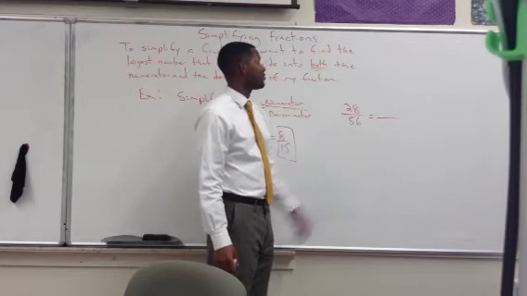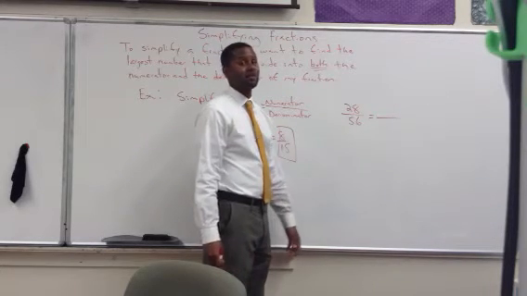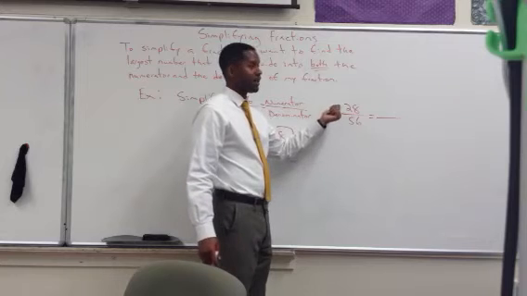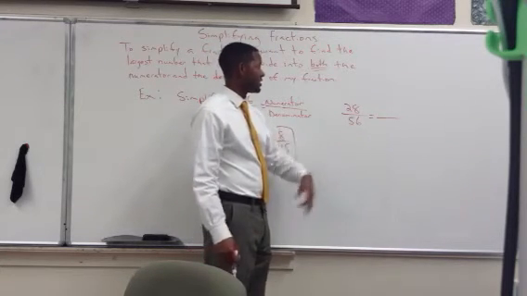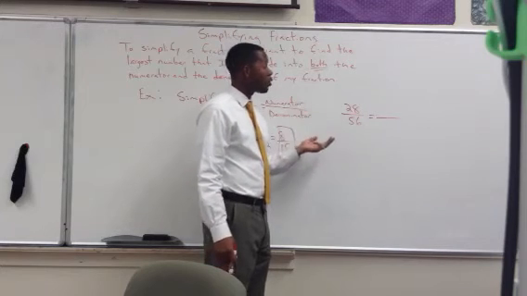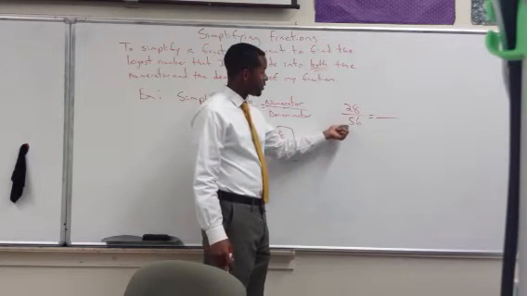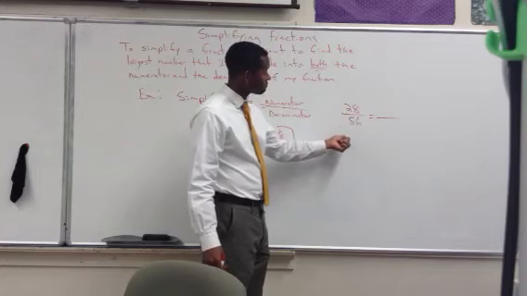Well, I know I can divide them both by 2, but I swear it has to be something bigger than that. So let me think of the things that I can multiply and get 28. I could do 1 times 28, I could do 2 times 14, 3 times nothing. 4 times 7 is 28. Does 4 go into 56?